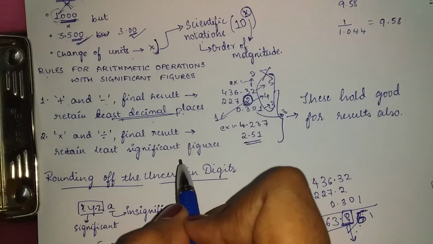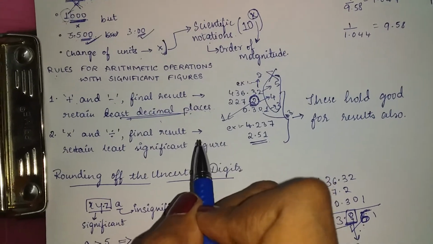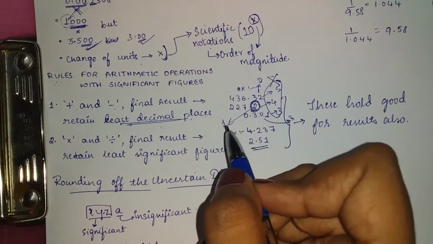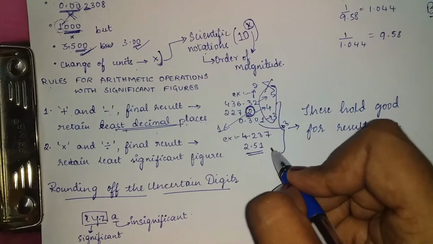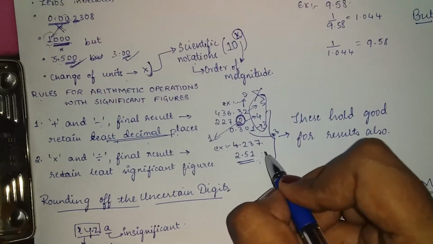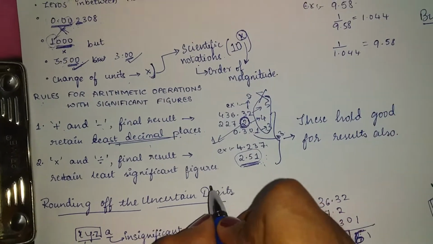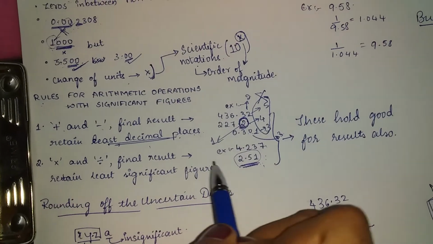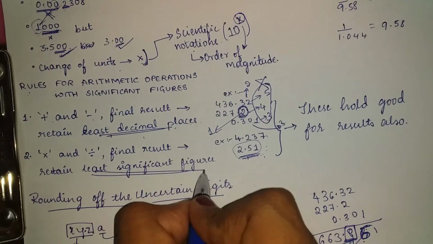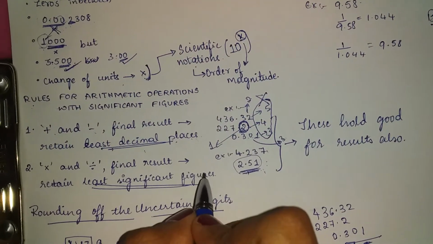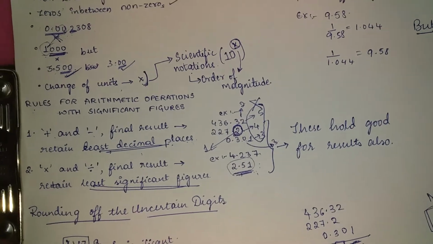In multiplication or division, the final result should retain as many significant figures as are there in the original number with the least significant figures. It simply means that among the original numbers, whichever has the least significant figures, that many significant figures will be retained in the final result of that particular sum.